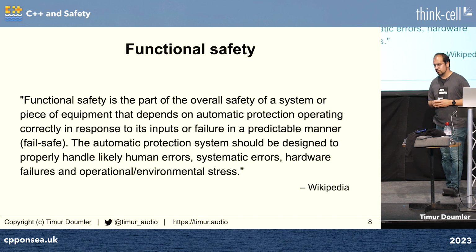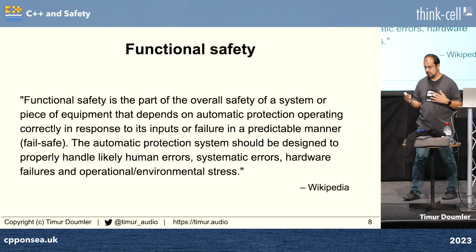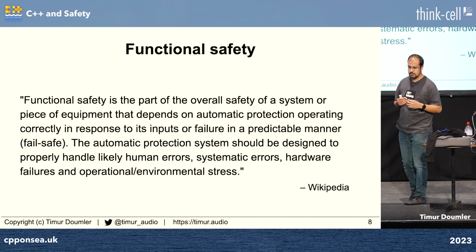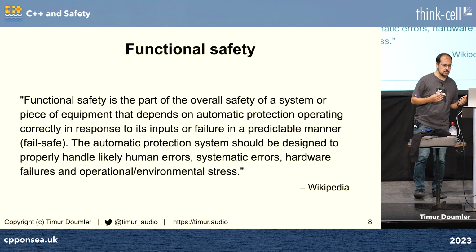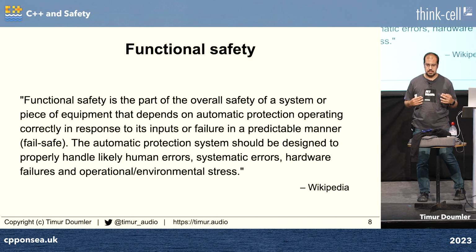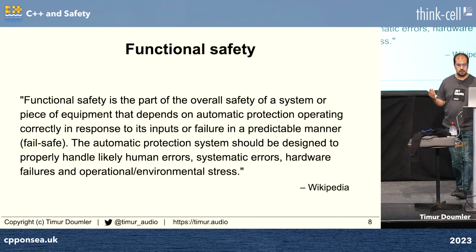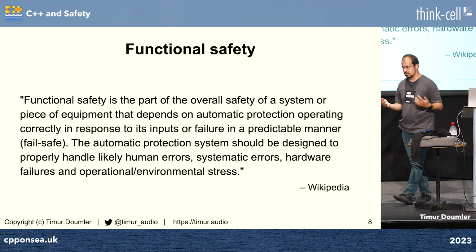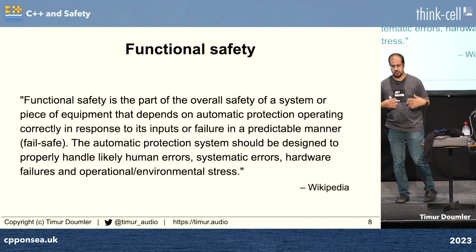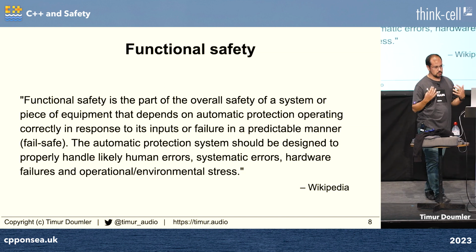There is another definition here on Wikipedia. If we try and be a little bit more specific, there's this concept of functional safety. So functional safety basically means that a system is functionally safe if in response to different inputs or events that happen, it does the right thing and it doesn't cause any harm. Right? So that's, again, a property of a system.